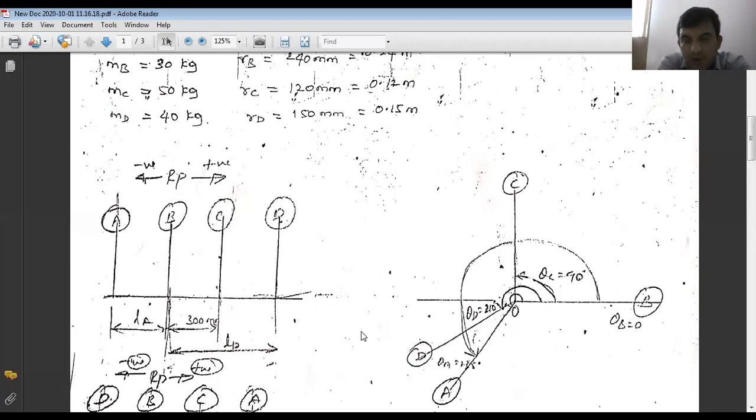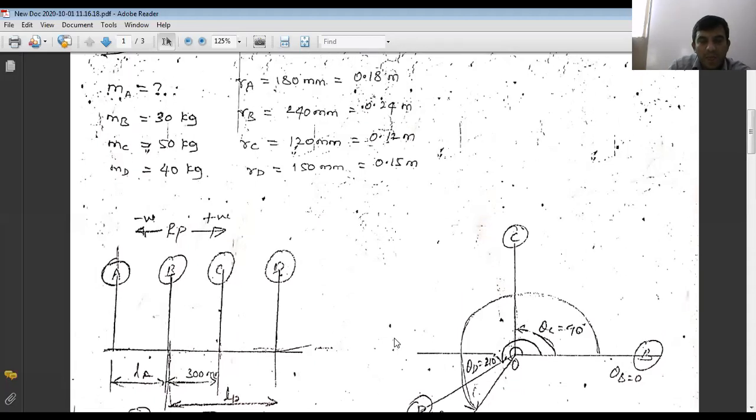Now after this, we go for constructing a table. How do you construct a table? Before you construct a table, first you take the reference plane. Which is the reference plane? How many masses are unknown in this problem? Only one, sir. Yes, only one mass, that is MA, is unknown. Now, which one do you consider as a reference plane?